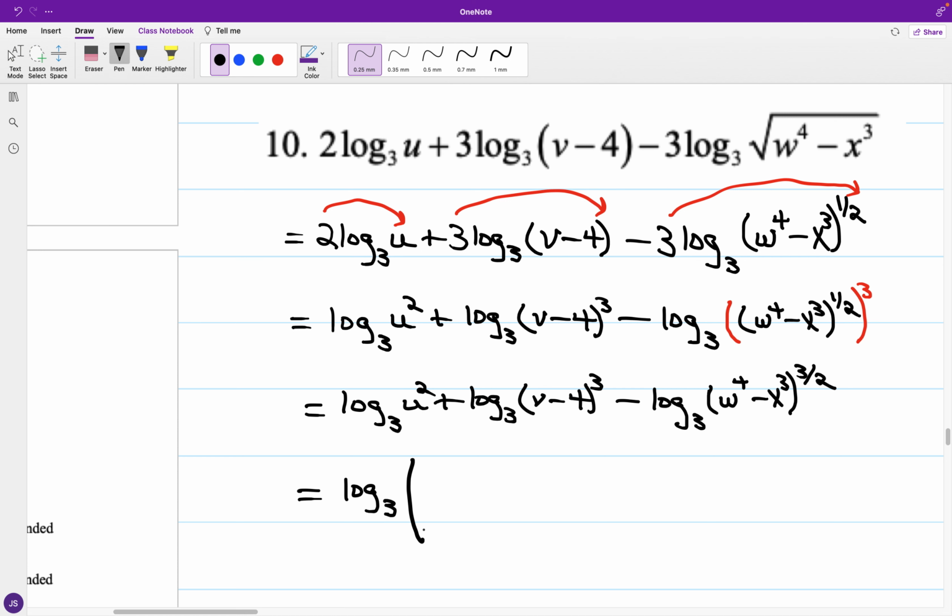So we have a base 3 logarithm. We have u squared, and I have times the quantity of v minus 4 raised to the third, and with the last term being subtracted, that attachment goes in the denominator.